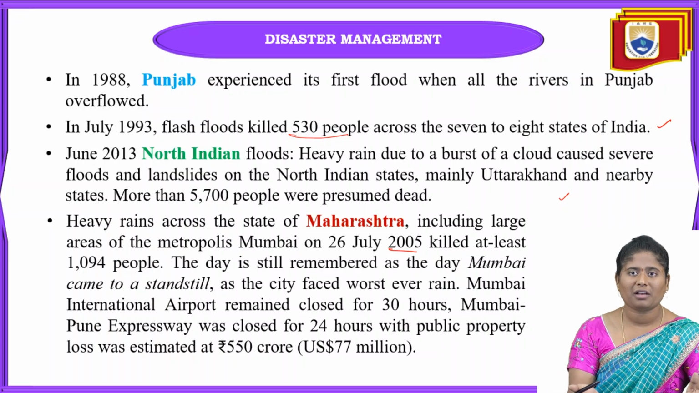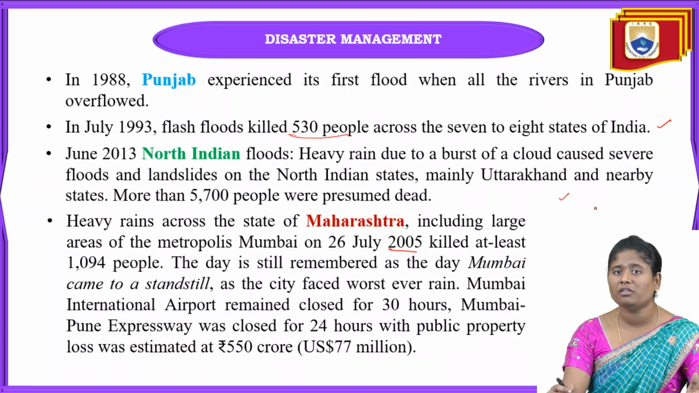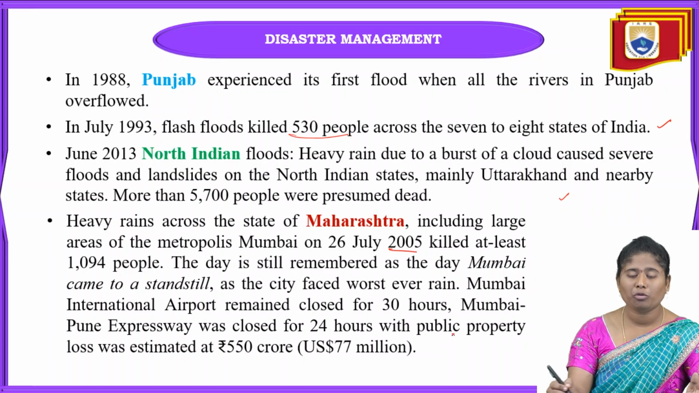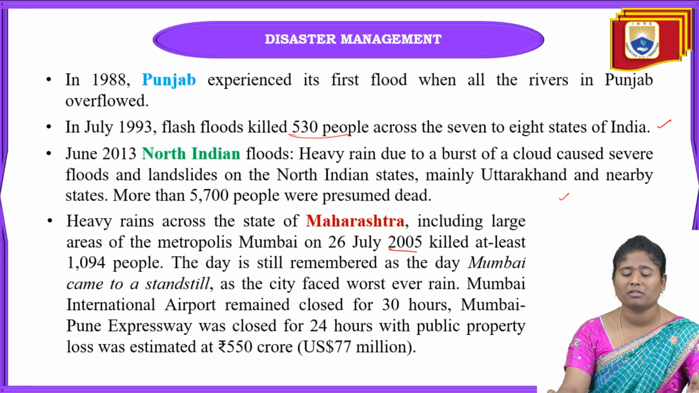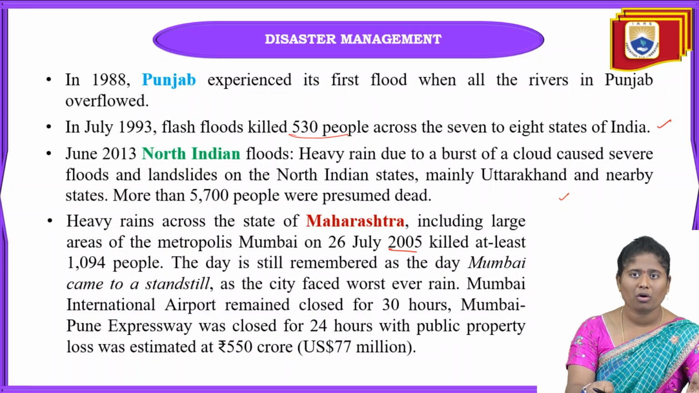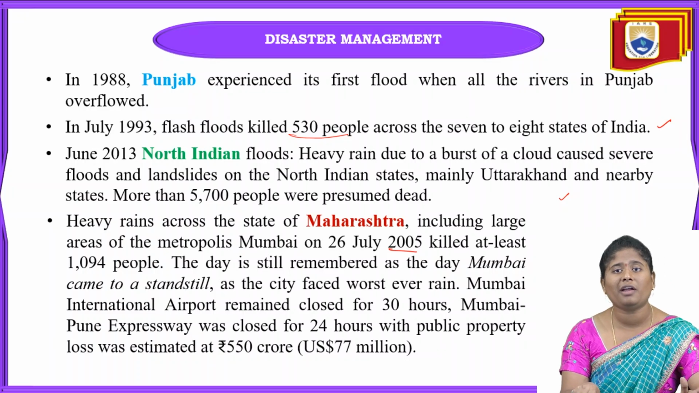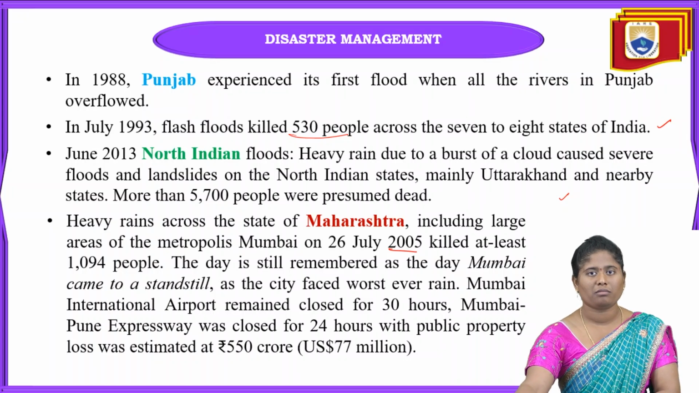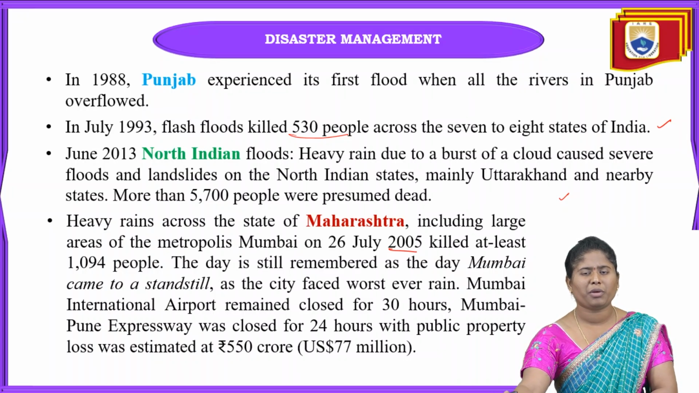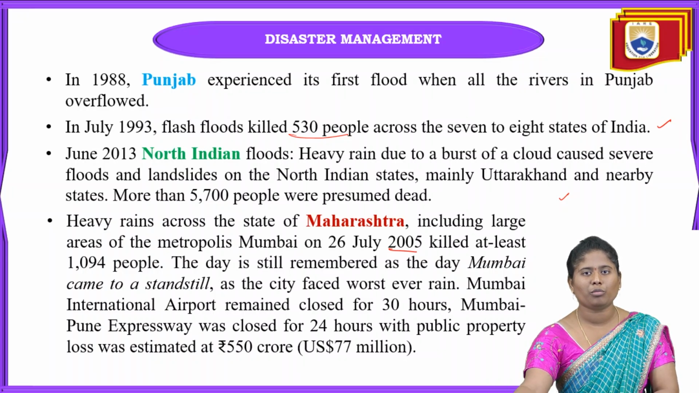And also, for example, Mumbai International Airport was closed for 30 hours because of these floods. And the Mumbai to Pune Expressway was also closed for 24 hours. Because of the closing of these most important transportation routes, almost 550 crores of public property was lost at that time. In US dollars, maybe $77 million we lost. Obviously, when a developed area is closed, we lose so much public property, and it is a big blow to the country's income also.